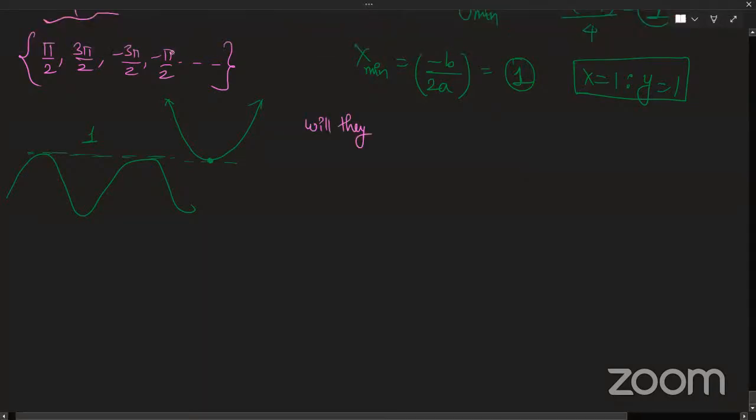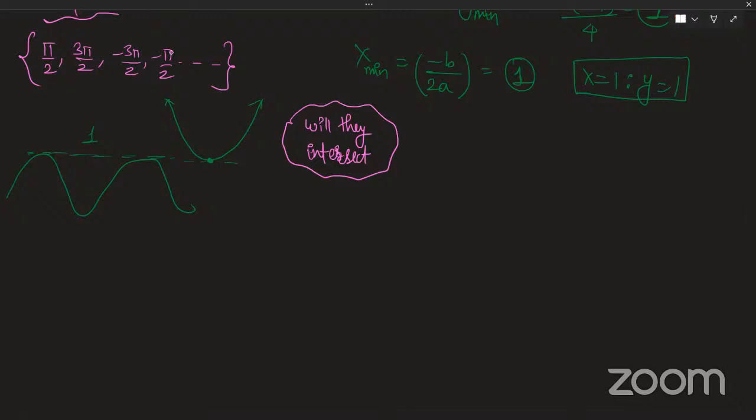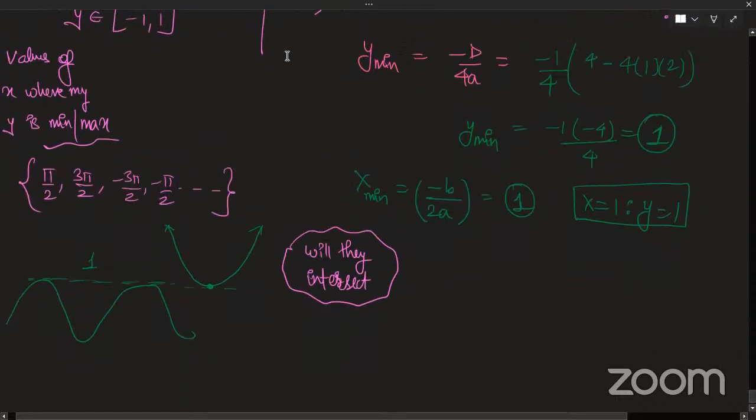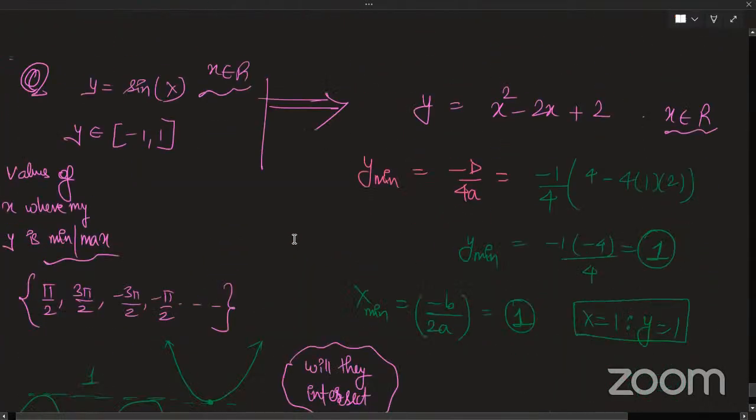Yes, sir. At once. Okay, sir. Yes, sir. Fine. Only one time they will intersect, sir. Yes, okay, sir. Everyone feels the same. There is nobody who has any objection to this.